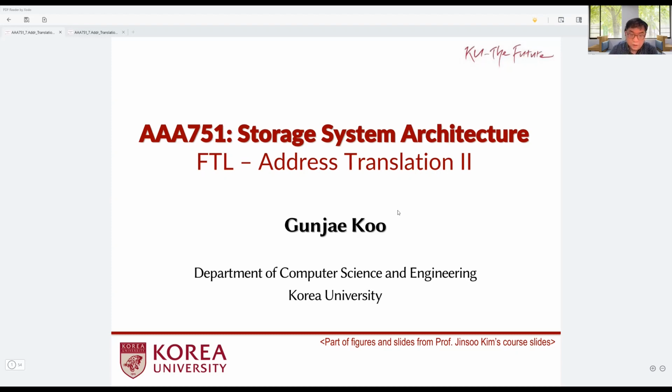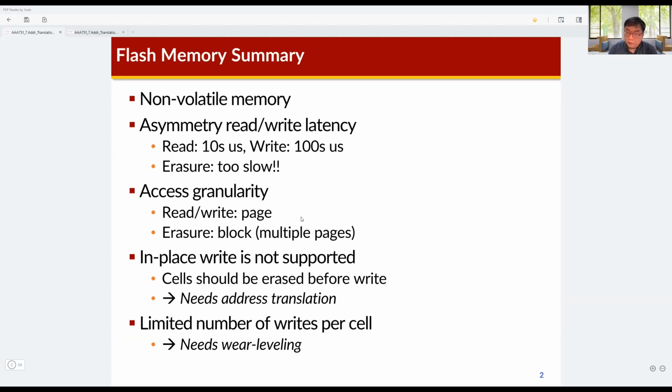In the previous class, we learned about the several hybrid mapping mechanisms in SSD. Actually, we learned why the address translation is required in SSD. That means this address translation is required because SSD has very asymmetric characteristics for read and write operations.